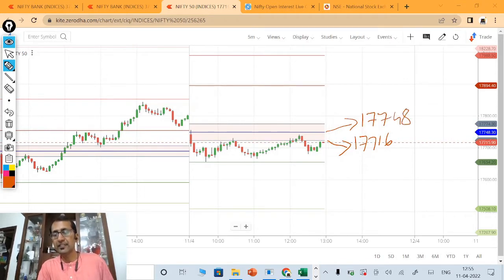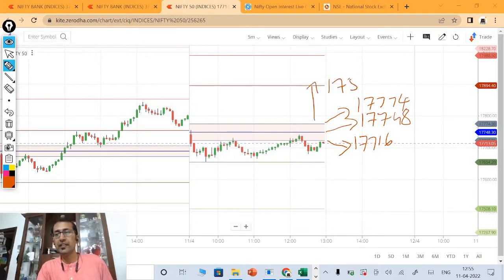So that is the first resistance. If it takes out the upper range of the central pivot, that is 17,774, you can buy Nifty for a target of 17,894. But be very cautious on Nifty because it is trading below the central pivot range.